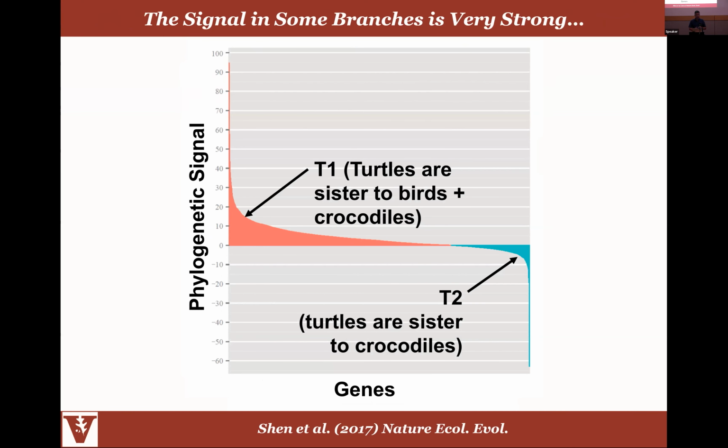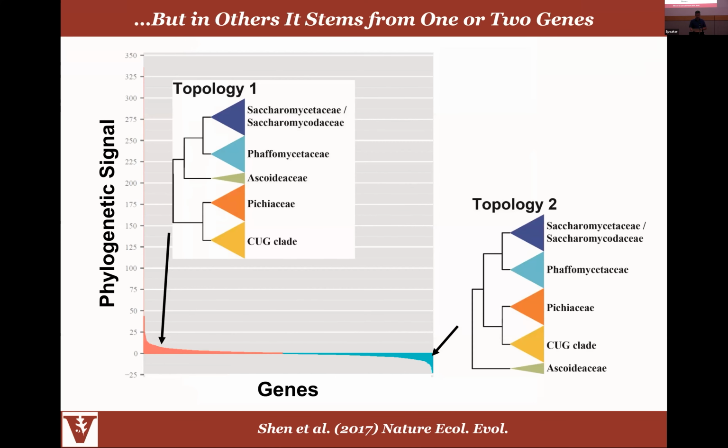This is a case where the signal is really strong in favor of one hypothesis over the other. This is the debate about whether turtles are the sister group to birds and crocodiles or just to crocodiles. It seems like the first hypothesis is the one that's most supported by the current data that we have. And so clearly very different evolutionary signals.